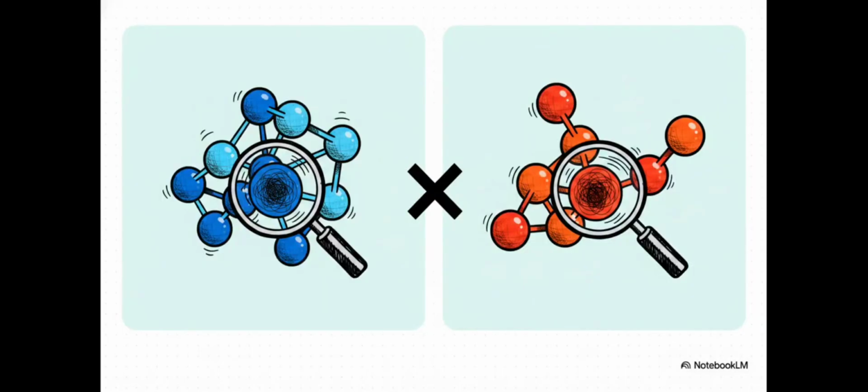Let's break down exactly why that's wrong. Uranium-235 is an isotope of uranium. Thorium-232 is an isotope of thorium. Uranium and thorium are entirely different elements.